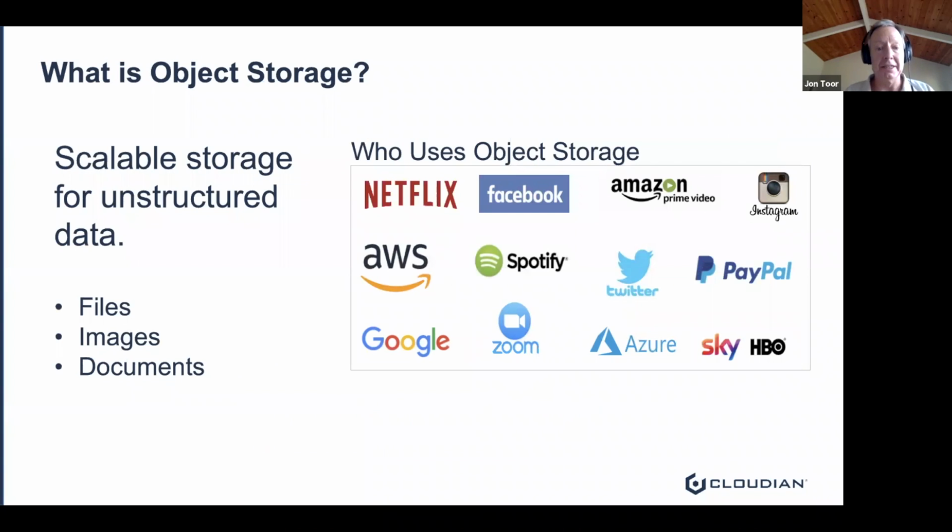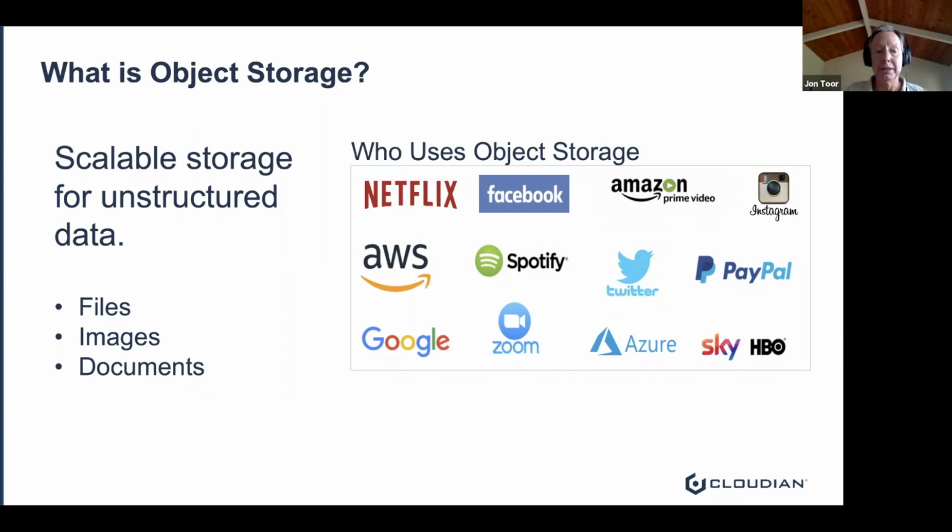So just to get it started, I think it helps to get a little bit of grounding in terms of what is object storage, and particularly what is S3 compatible object storage. This is storage for unstructured data. So think of it as file storage, image storage, document storage. It works just like file storage. It's just that it speaks a different language. It speaks the S3 API.